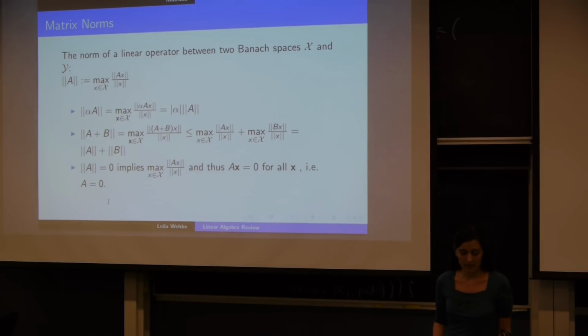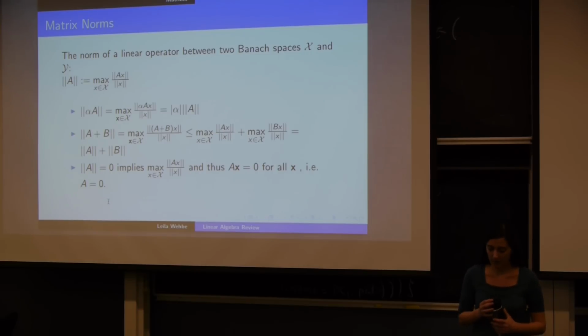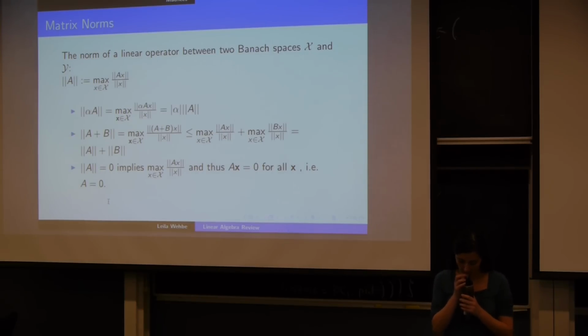And finally, the norm of A equals 0 means that the maximum of this expression is 0 for all x, and so Ax equals 0 for all x, and so A is equal to 0.